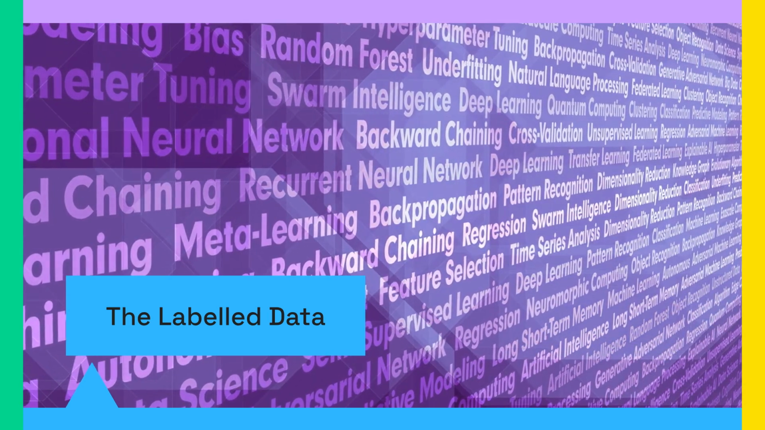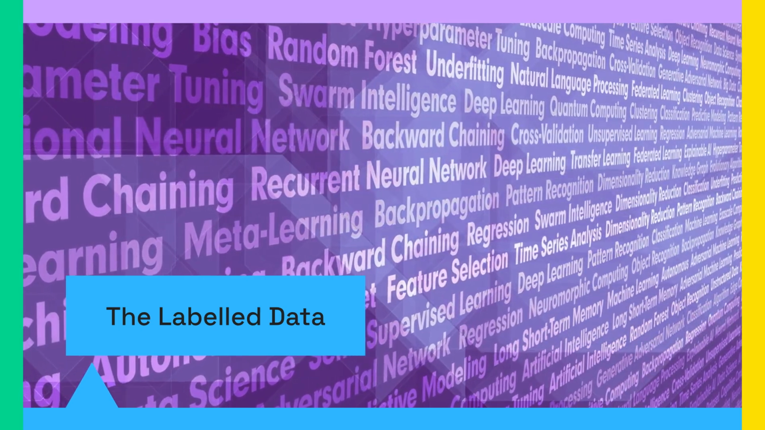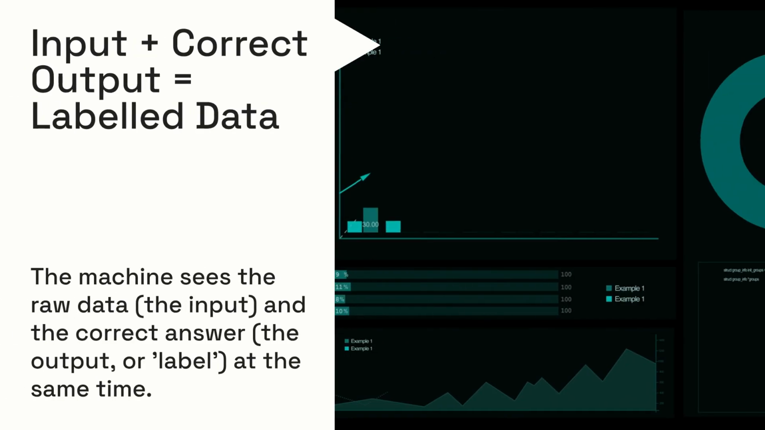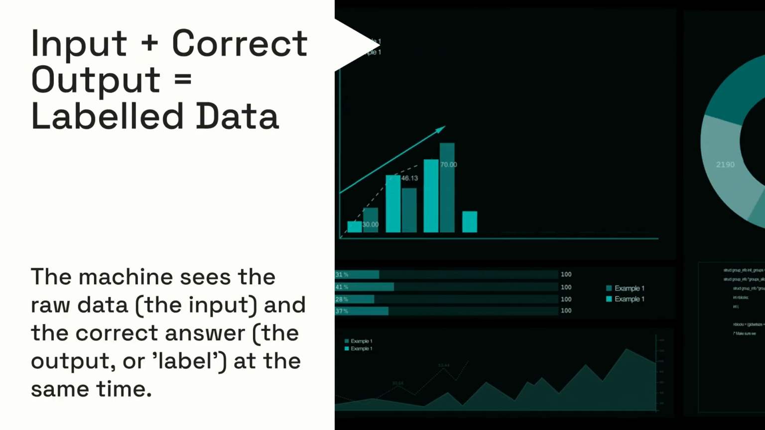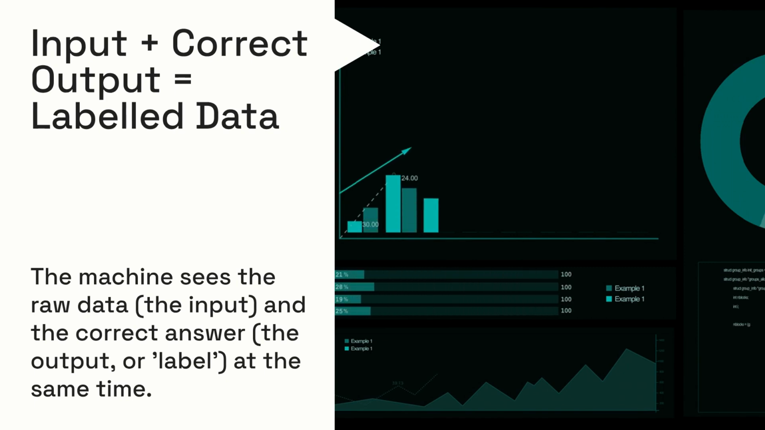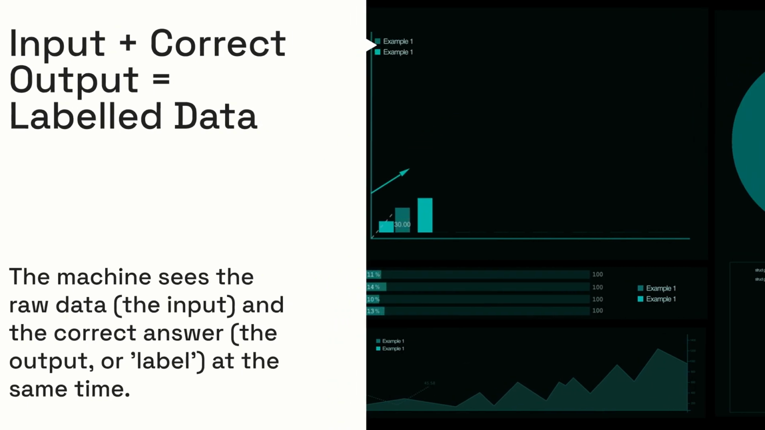Labeled data means for every piece of input the AI sees, we explicitly tell it what the correct output, or quote, label, should be. Think of it this way. The raw input is the problem, and the label is the solution. The AI is fed thousands, even millions, of these, quote, problem-solution pairs. This is what it learns from.